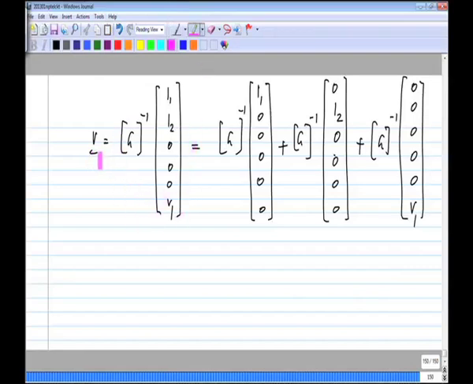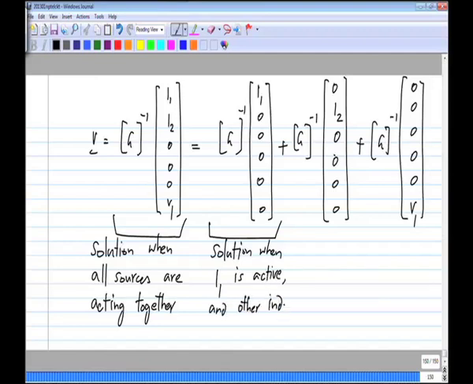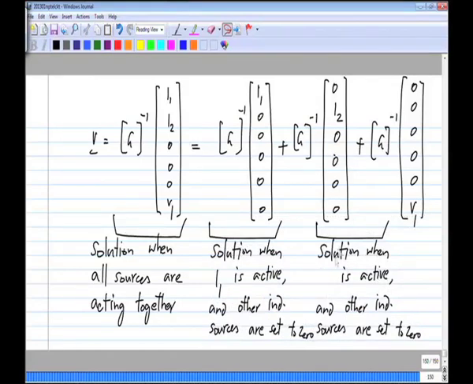So this is the solution to the node voltages, the unknown vector, when all sources are acting together. Now this is the solution when I1 is active and other independent sources are set to 0. Similarly, the second one is when I2 is active and other independent sources are set to 0.